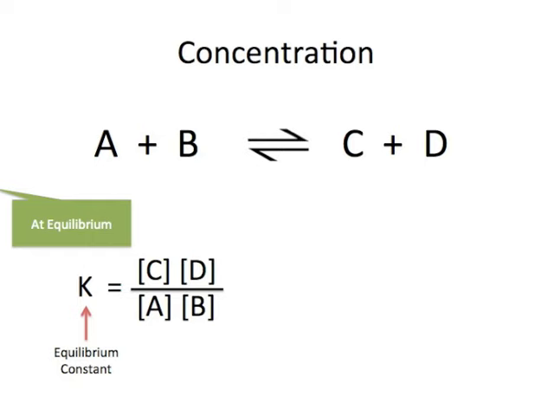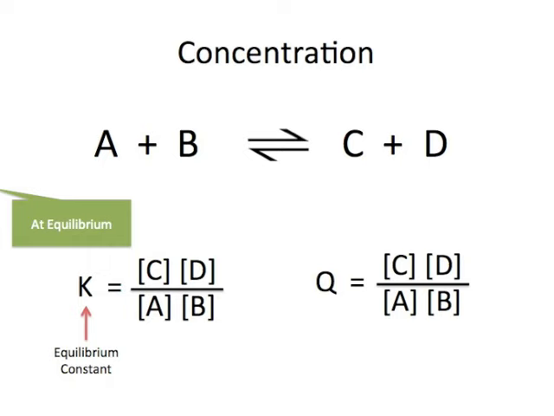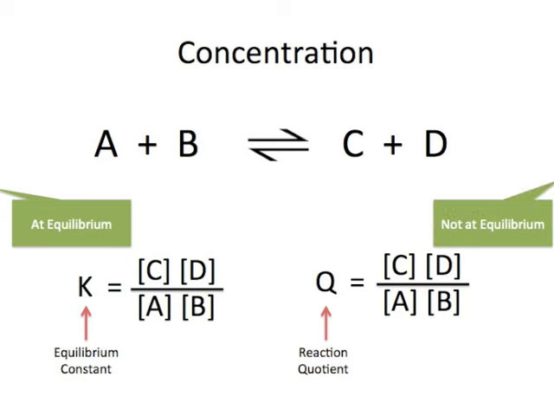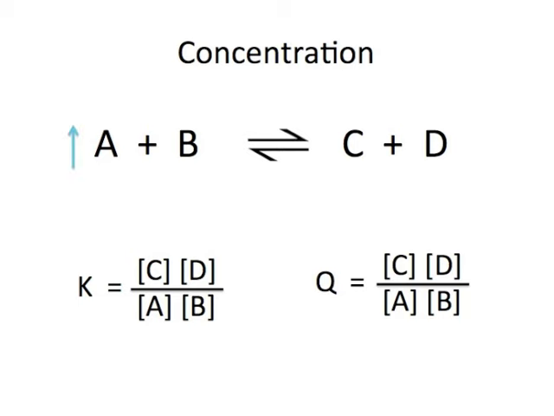Another similar expression is this one. The only difference is that the K is replaced with a Q, which is called the reaction quotient, Q for quotient. This describes a reaction that is not at equilibrium. If some of reactant A is added to the system, notice what happens to the equation. A is in the denominator. Increasing the denominator decreases the value of Q. Now Q is less than K.